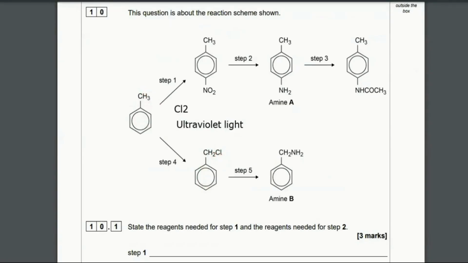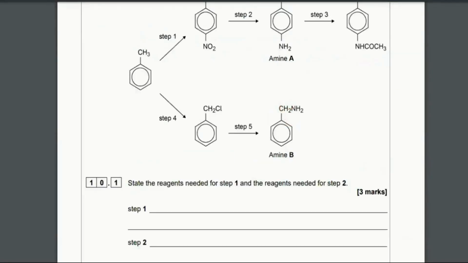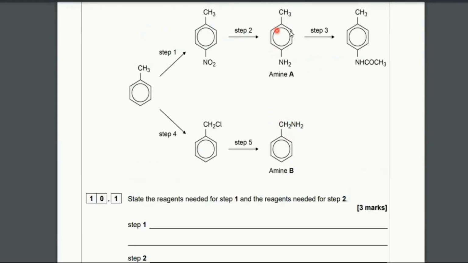Now, amine A is formed in step 2 and amine B is formed in step 5. Explain why the yield of B in step 5 is less than the yield of amine A in step 2. Well, let's have a little look. So we've got amine A at the top here. Now, what the question's saying is this is in a higher yield. We produce a lot more of this than we do when we do step 5 to produce amine B, which we get a lower yield.